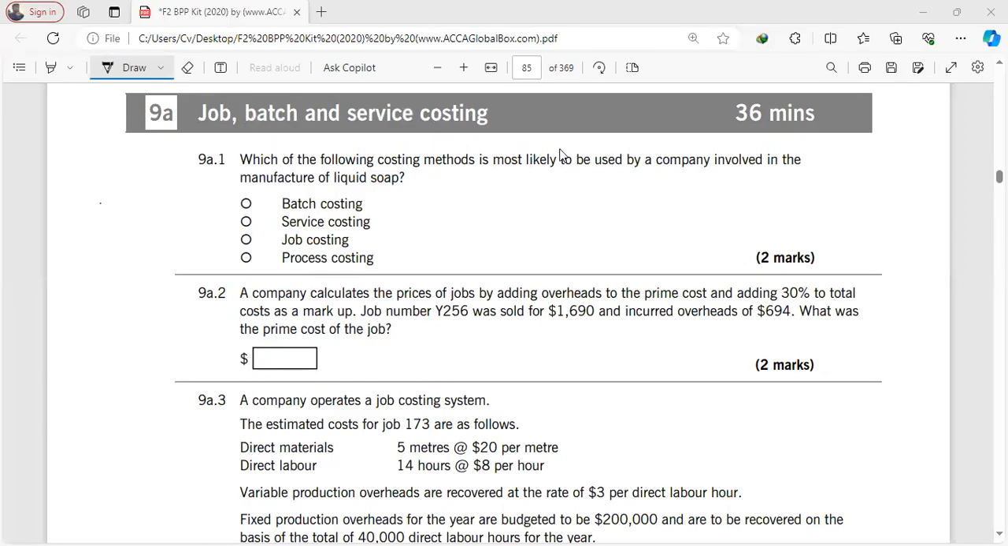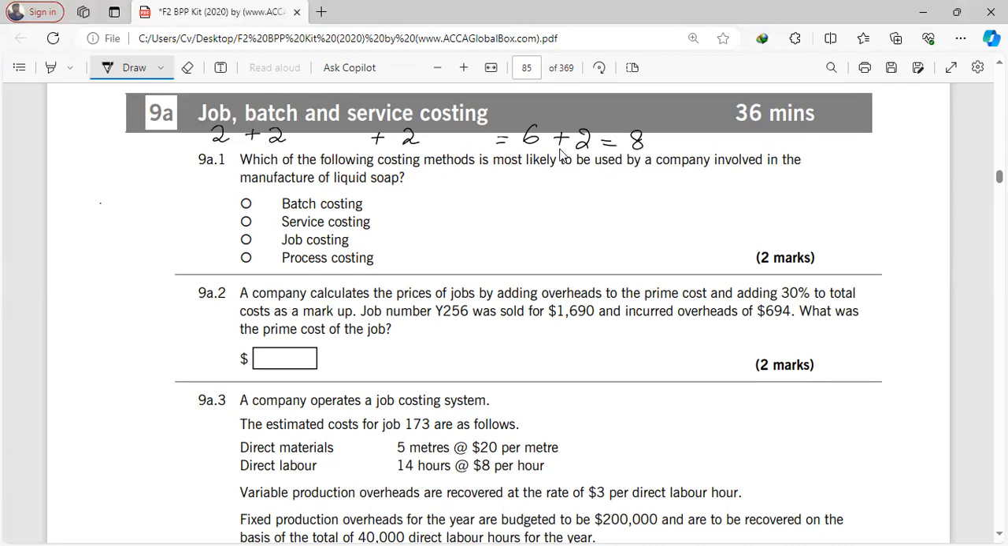Job, batch, and service costing. These topics are not highly important for the exams, but still you cannot ignore these topics for the exams. You can expect at least 2 plus 2 plus 2, minimum 6 marks from these three topics, or maybe maximum 8.